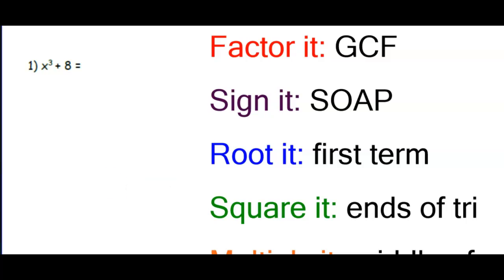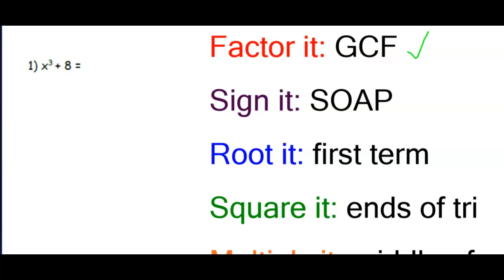Okay, so is this number 1 in y'all's packet? Yes. Still page 4. All right, cool. Y'all, this is certainly factorable. X to the third is perfect. 8 is perfect. So do they both share a GCF? They don't on this one. So I don't even have to worry about step 1. All right, step 2 says to sign it.